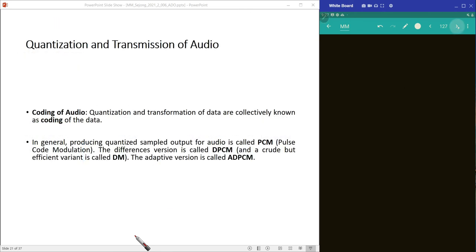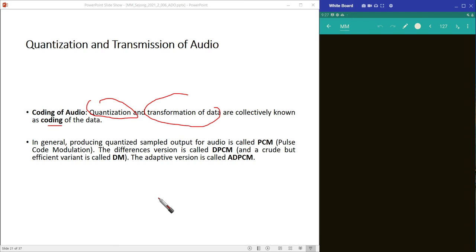So this is it. Now, you see the quantization that we do, and when we transmit the quantization data over the channel, we call that coding. So quantization plus transformation of data is what we call coding.